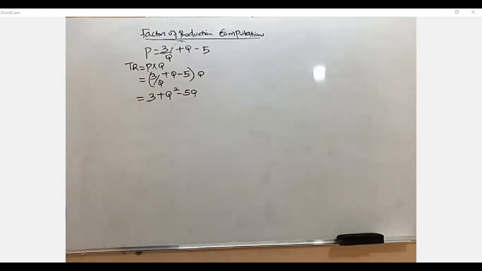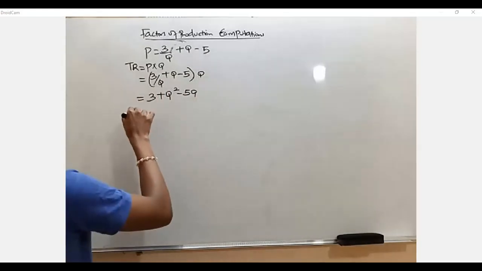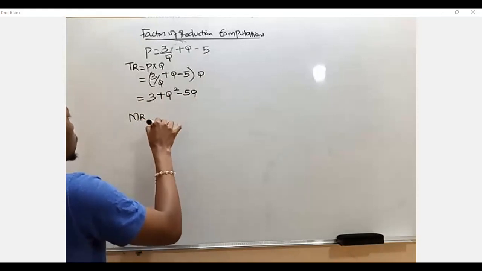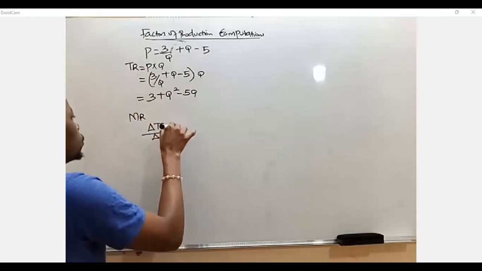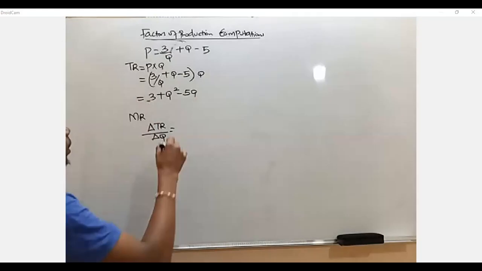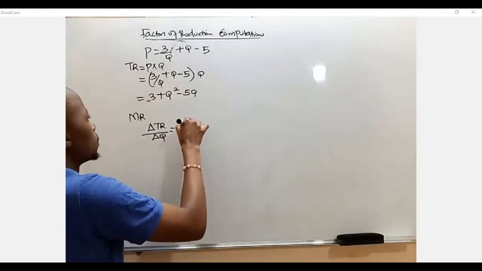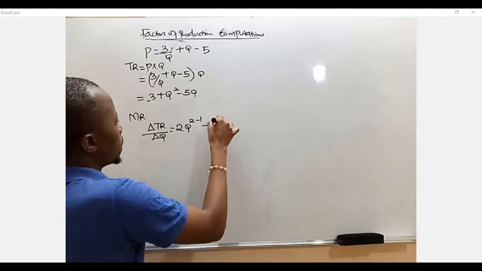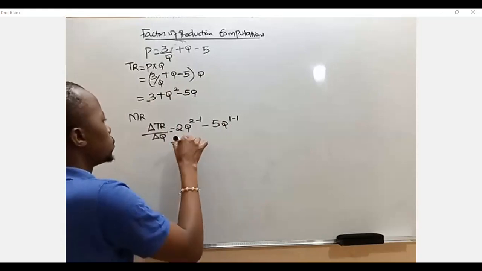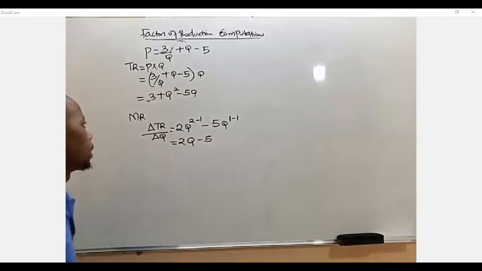Now, if we need to get the other one, which they are calling the marginal revenue, we differentiate this equation by saying the change in total revenue over change in Q should be equal to what? Remember now, when we differentiate, we don't have any Q here. You know that, right? So if you pull the power down, it will be 2Q to the power 2 minus 1, minus 5Q to the power 1 minus 1. This will be 2Q minus 5. That is our marginal revenue.